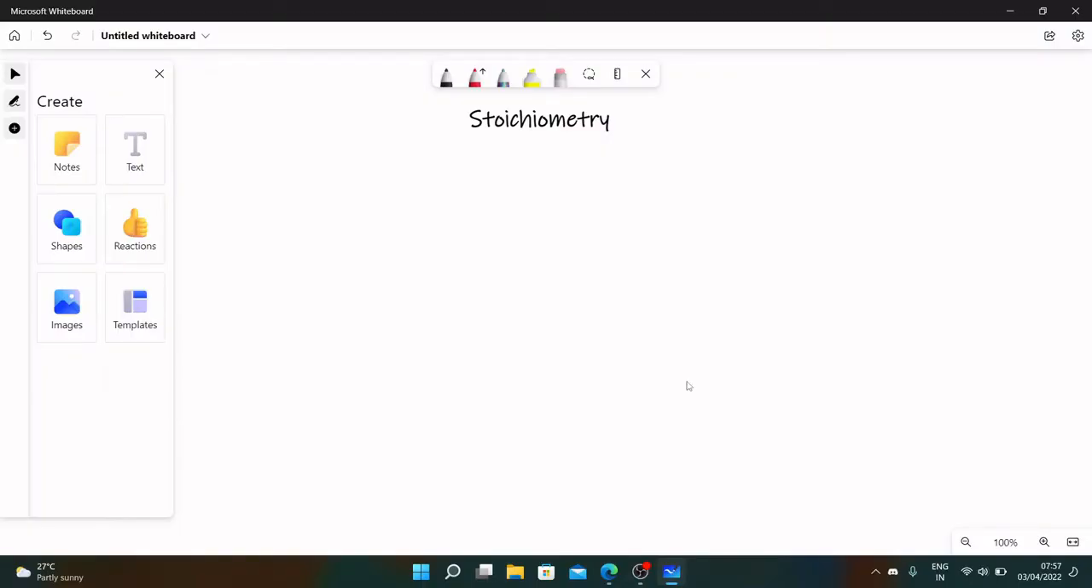In this video, we'll be looking at percentage composition in stoichiometry. Percentage composition is very important and very useful. It helps us identify the percentage of a certain element in a compound. That's what percentage composition means.